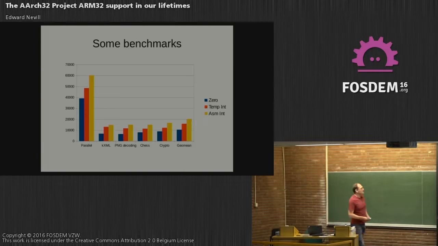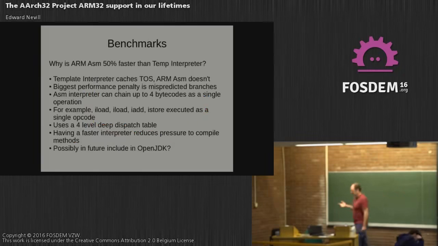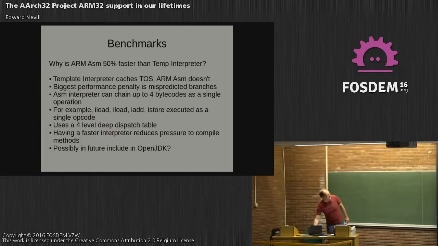So, the question is, why is the Arm assembler 50% faster than the template interpreter? The template interpreter captures the top of stack element in a register. The Arm assembler interpreter doesn't. Now, I've found that doesn't actually gain that much as we talked about in the register. The biggest performance interpreter is mispredicted branches. If you look at this sequence here, every single bytecode that you get is a computed branch branching to a completely different destination every time, and it's mispredicted every time.